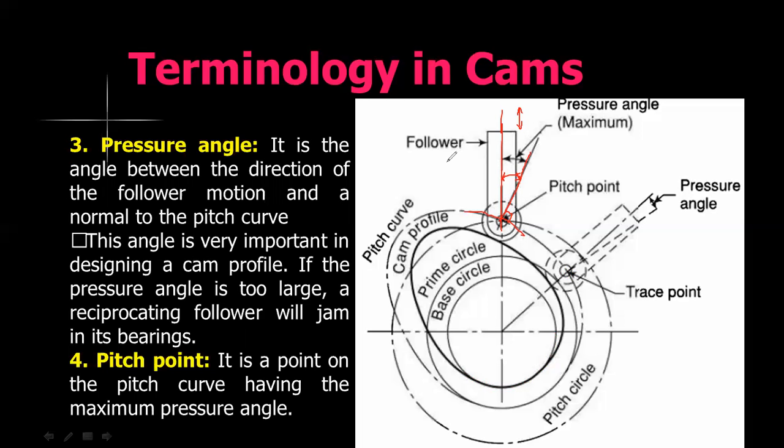So this angle is very important in designing a cam profile. For example, if the pressure angle is maximum or too large, the reciprocating follower may jam in its bearing. So it is kept to a minimum. We will not use the maximum pressure angle, because it may create a jam in its bearings.